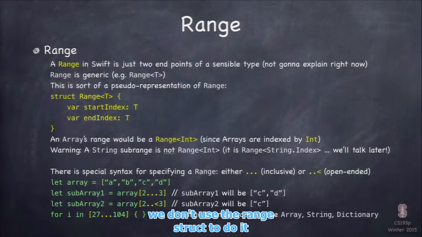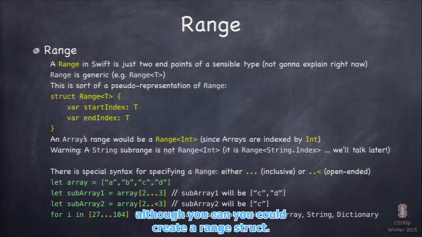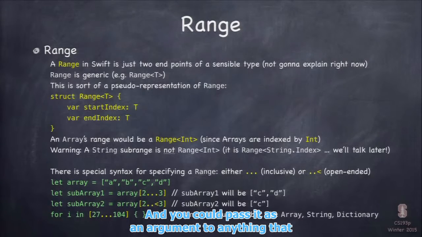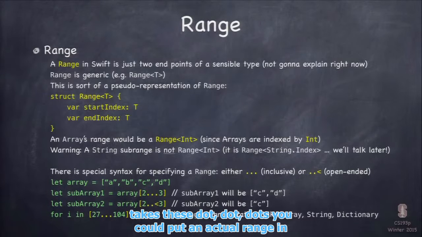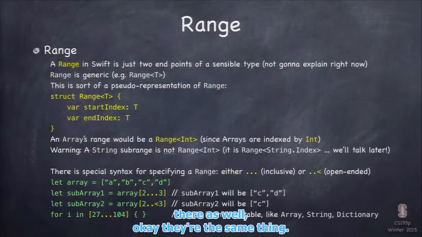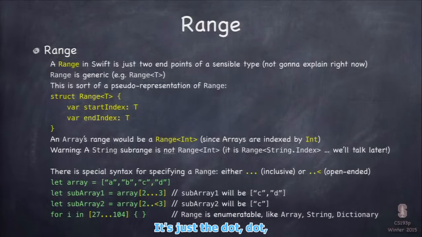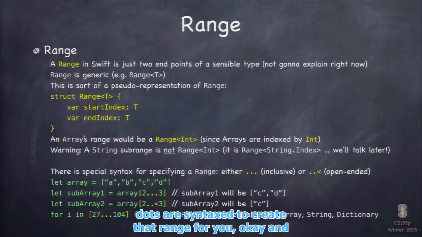99% of the time we don't use the Range struct to do it, although you could create a Range struct and pass it as an argument to anything that takes these dot dot dots. You could put an actual range in there as well. They're the same thing. The dot dot dots are just syntax to create that range for you.